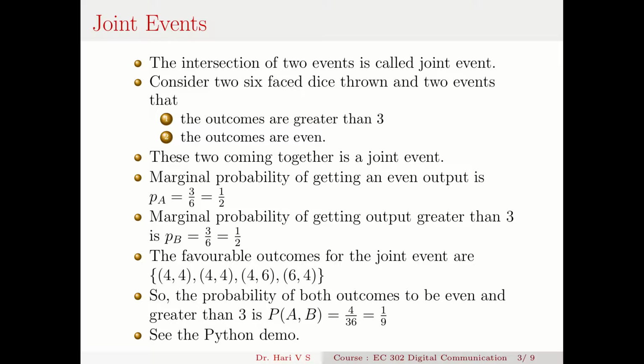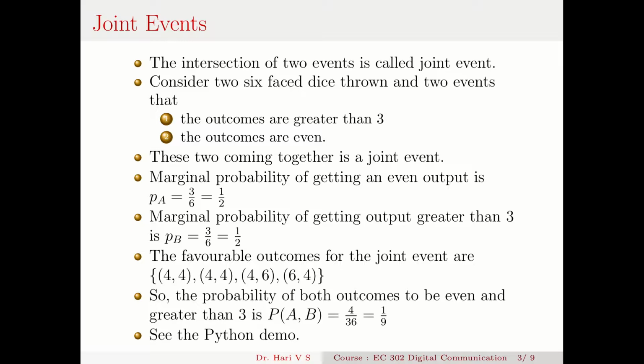So the marginal probability of getting an even output is 3 by 6, that is 1 by 2. And then the marginal probability of getting an output greater than 3 means it is 4, 5, 6, so it is 3 by 6, that is 1 by 2. So the favorable outcomes for this joint event to happen: both dice can show 4, 4, so one die showing 4, the other die showing 4, then the other way around, and then 4, 6, 6, 4. These things can happen. These are the outcomes.